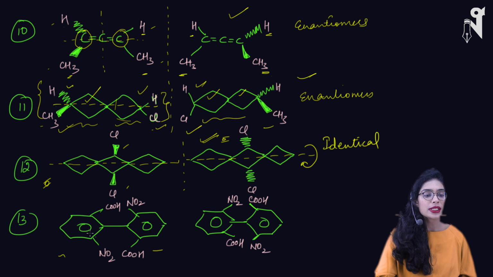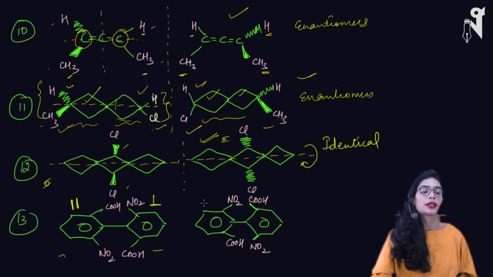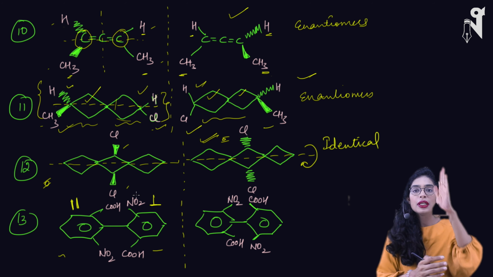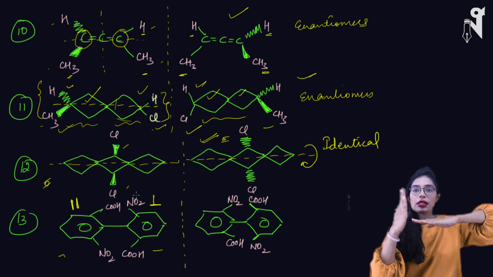Now look at the 13th one. In the 13th one, what is happening? This is in one plane. Let's say this benzene is in a plane parallel to the board, and this one will be in the perpendicular plane. When you draw the mirror image, one set of molecules will be vertical, and one set will be like this.